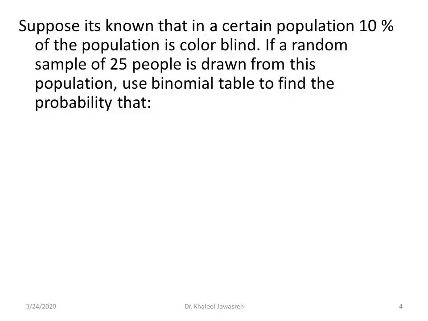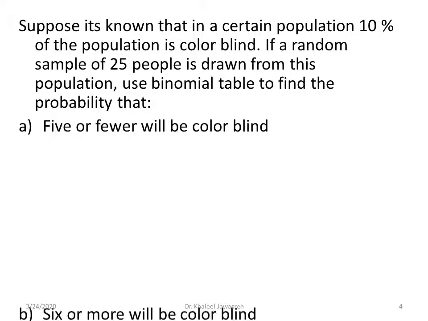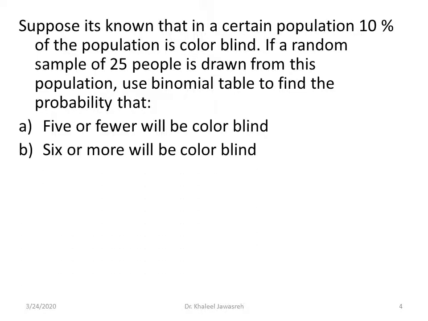Now, suppose it's known that in a certain population, 10% of the population is colorblind. If a random sample of 25 people is drawn from this population, use the binomial table to find the probability. The first question: what's the probability that 5 or fewer will be colorblind? The second: 6 or more will be colorblind.